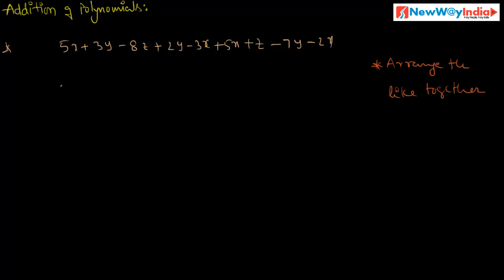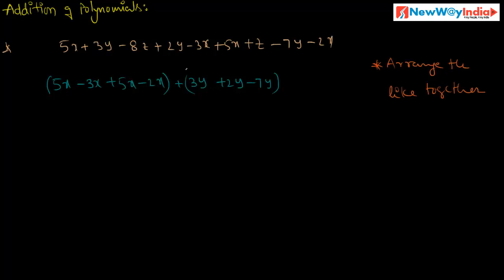Now we have 5x. What is the like term to the 5x here? Minus 3x and plus 5x, minus 2x. These are the like terms. Next, what are the other like terms? So consider the variable y. What are the like terms here? Plus 3y, plus 2y, minus 7y. These are the like terms here.